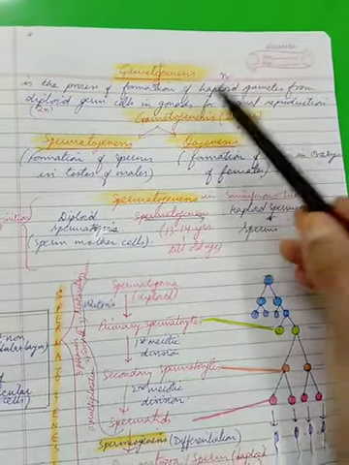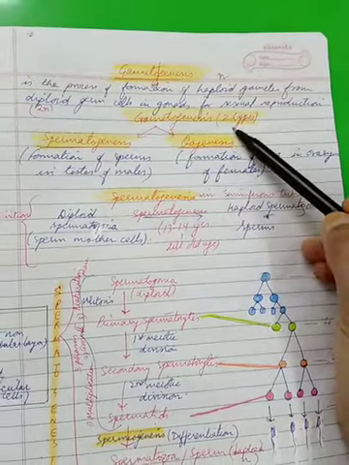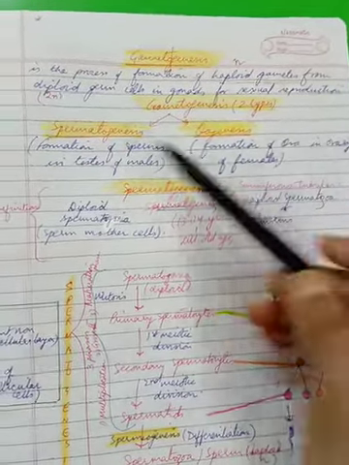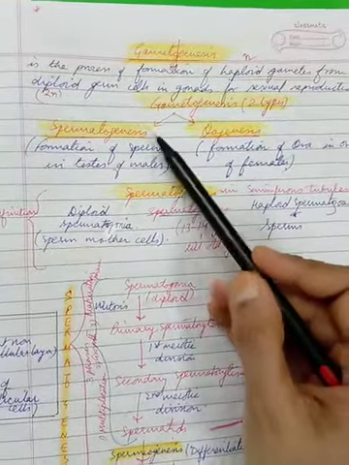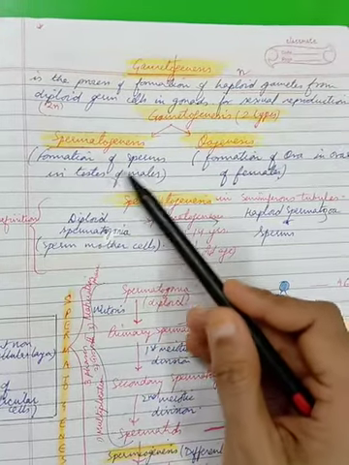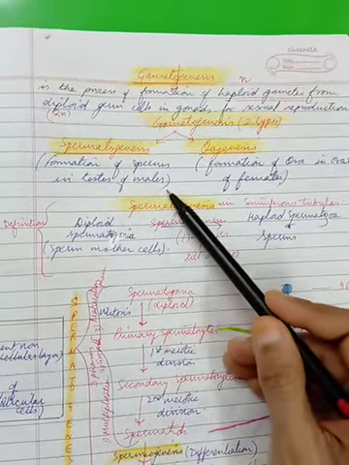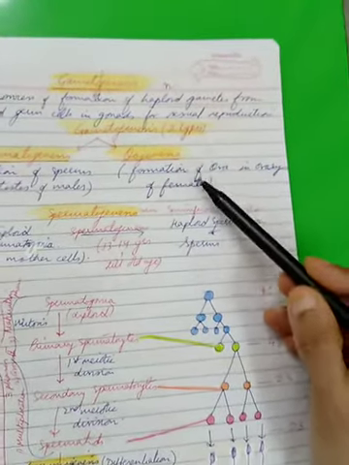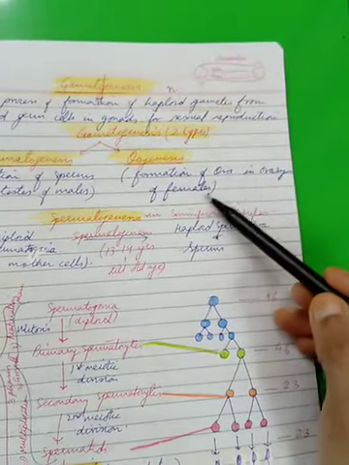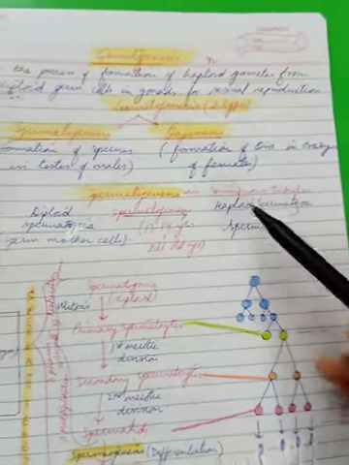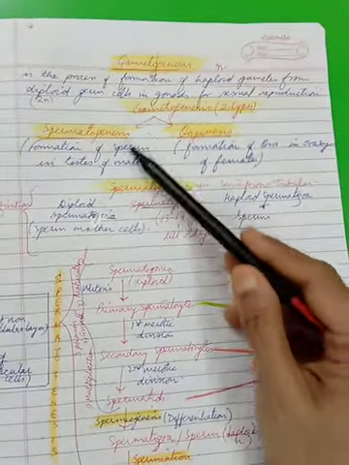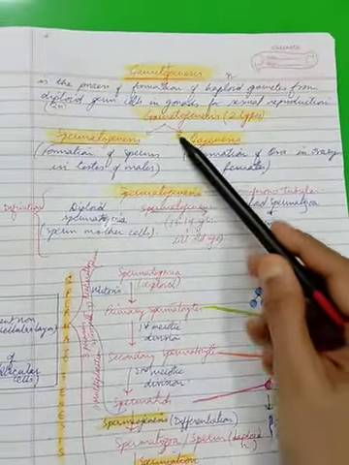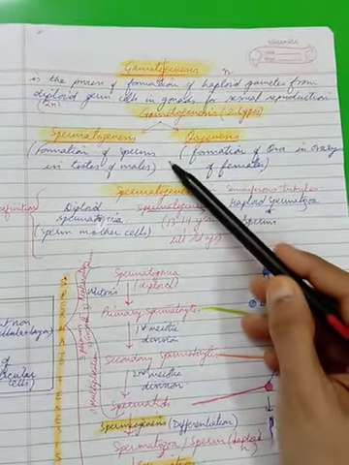Alright, the process, that is gametogenesis, is of two types. The first type, that is spermatogenesis, means formation of sperms in testes of the males, and the other type, which is oogenesis, means formation of ova in ovary of females. Today's topic that I am going to begin is only the first type of gametogenesis, that is spermatogenesis.